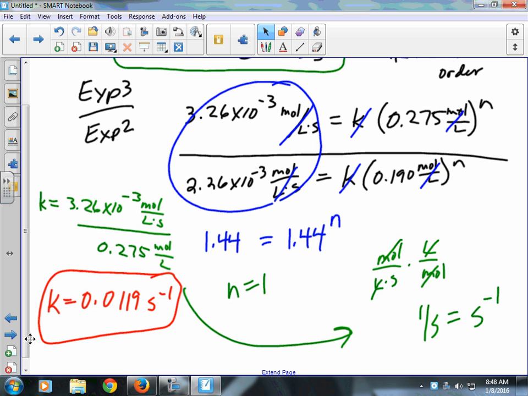Break time. Do you want the next hour recorded or not? Does it matter? Are we still going over the lab? We're still going over lab and we're going to get started on integrated rate law.